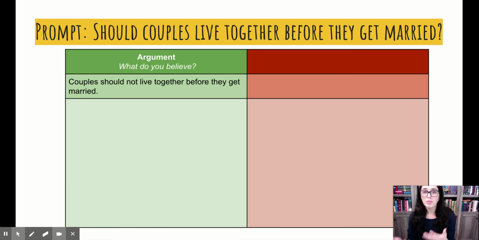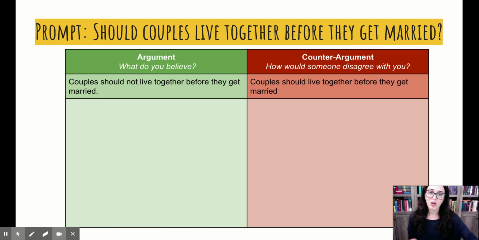What does the writer believe? And then you have to think about, okay, well, what's the opposite of that argument? Or what's the counter argument? How would somebody disagree with you? And that is that couples should live together before they get married. So oftentimes it's as simple as this should happen or this should not happen. So then when you're going through and you're figuring out, okay, well, if the argument is that couples should not live together before they get married, then you have to ask yourself, what is the reasoning behind that?